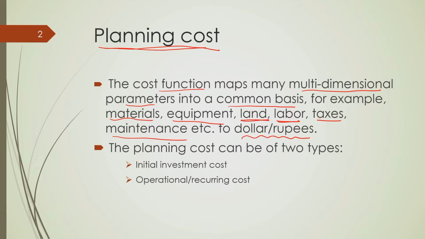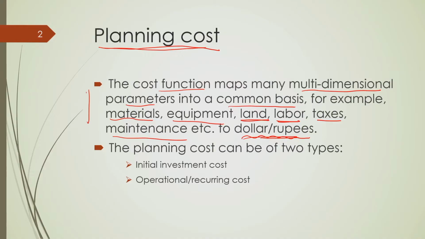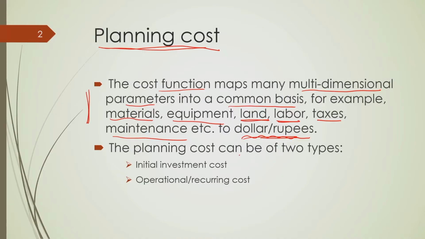Okay. We bring all this to a single common basis, and that is basically this money, or the dollar, or rupees for our Indian scenario. So, ultimately we need this dollar or rupees or euro, whatever you can say, in order to do all these activities, to install a distribution network in a particular area. Okay. And so, ultimately we translate all these different multi-dimensional parameters into a single basis, that is called dollar or rupees. And this planning cost can also be of two types.